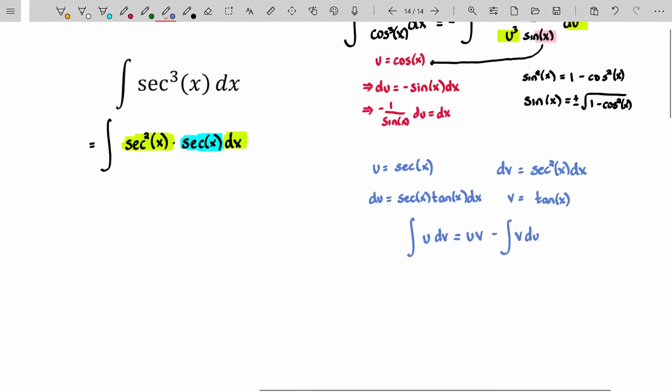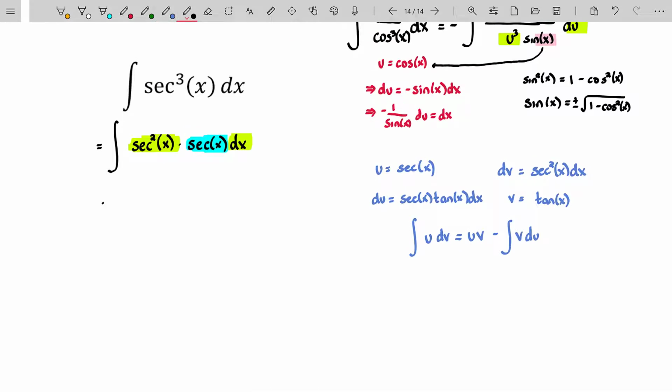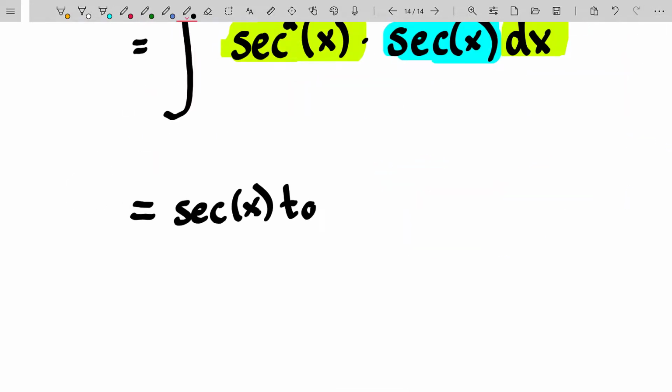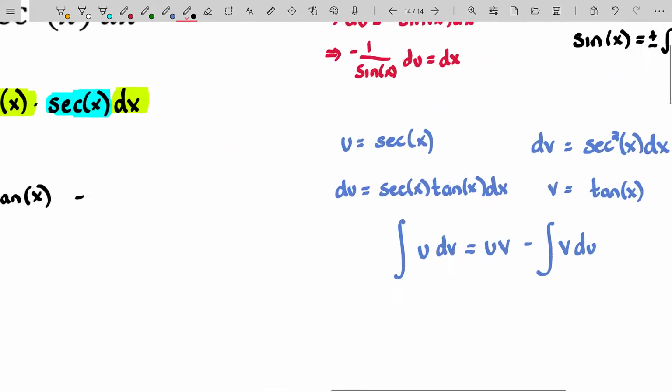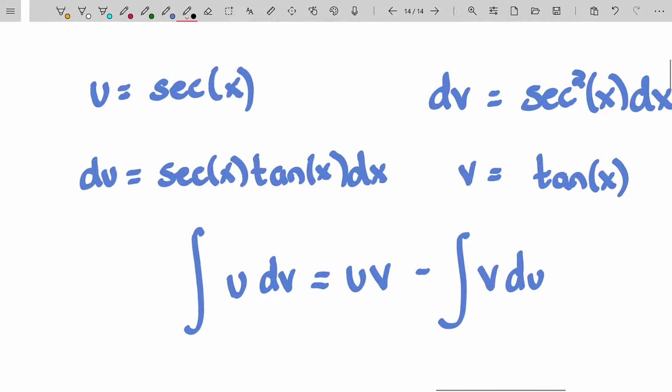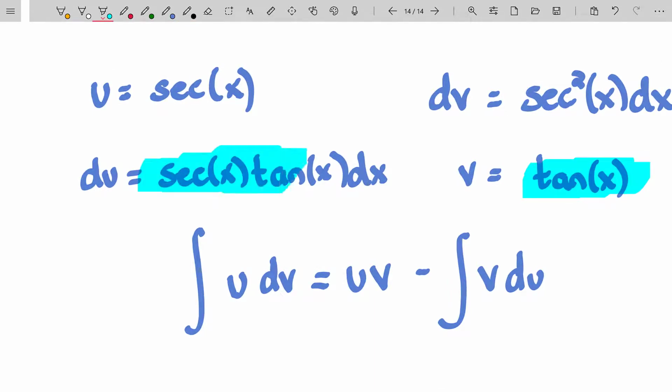Let's go ahead and write that down over here. So this is going to be u times v, which is secant of x. Let me highlight that. It's secant of x, tangent of x, and then minus the integral of v du. Well, that would be minus the integral of tangent of x times secant of x times tangent of x dx. Or in other words, secant times tan squared.